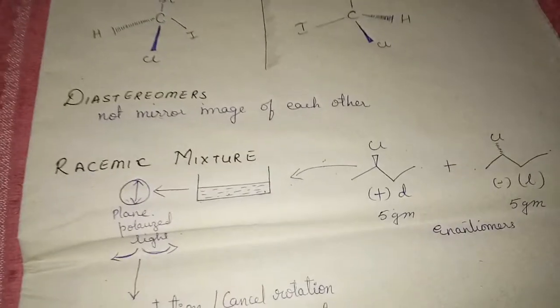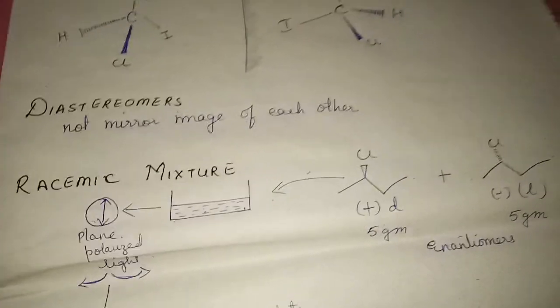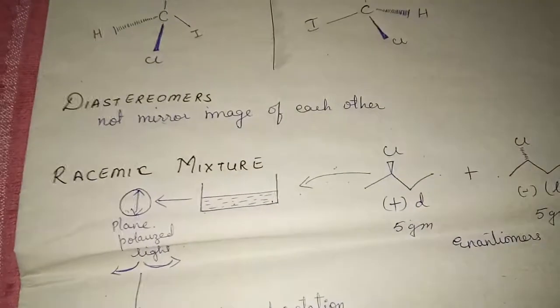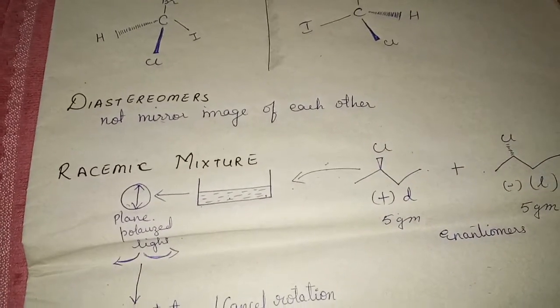Now next, a very small topic: diastereomers. They are not the mirror image of each other. Whichever molecule you take, if they are not mirror images, then they are diastereomers.